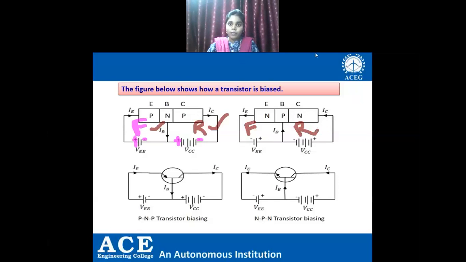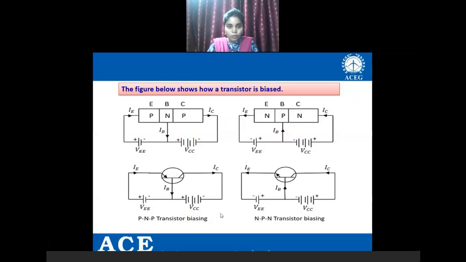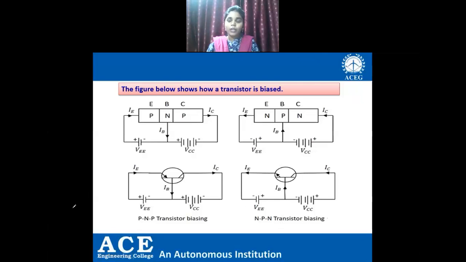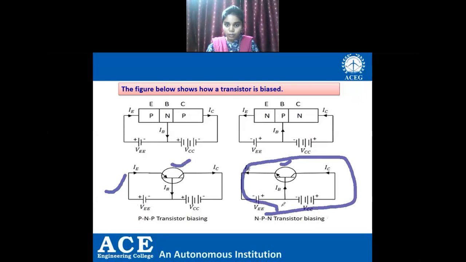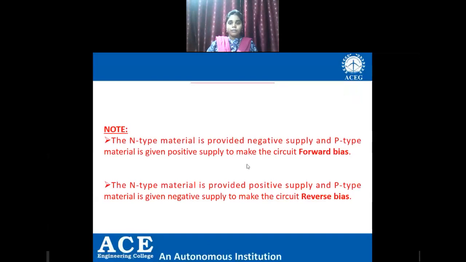Now the down we can see PNP transistor and NPN transistor. How practically we are going to bias. Now this is a symbol of a transistor, right? This is how we are going to bias. This is a circuit representation. Clear? Let us move on.